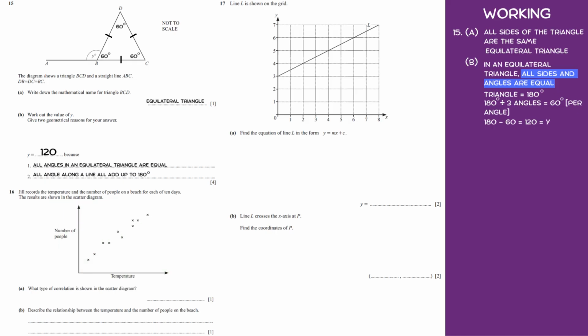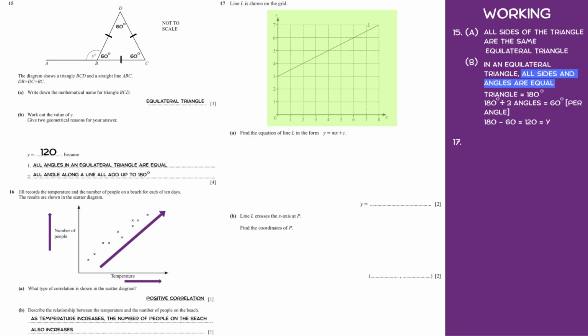As we can see, as the temperature increases, the number of people on a beach also increases, and this leads to an incline, which is known as a positive correlation. For question 17, the graph shows a line on a graph, and it is asking what the equation of the line is in this form. In simple terms, m is the gradient of the line, and c is the y-intercept.